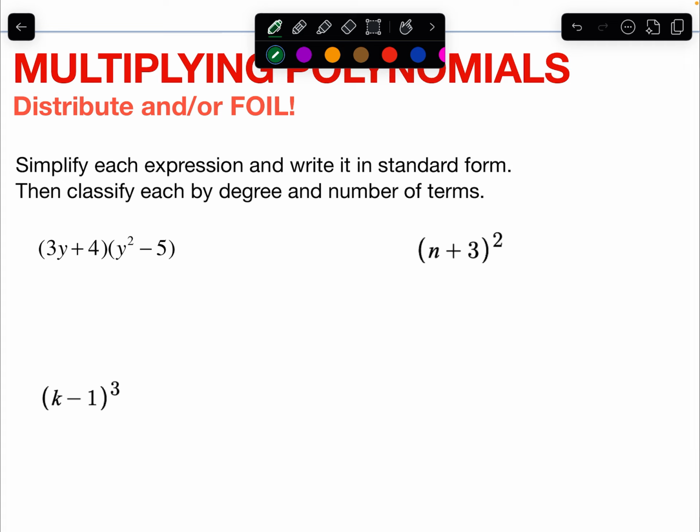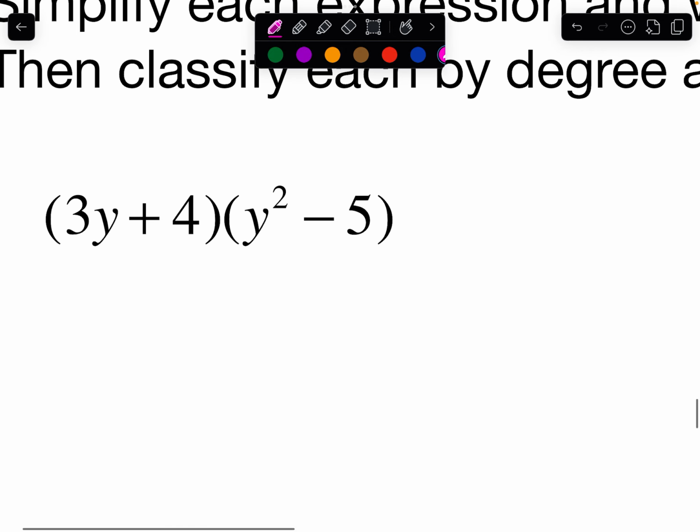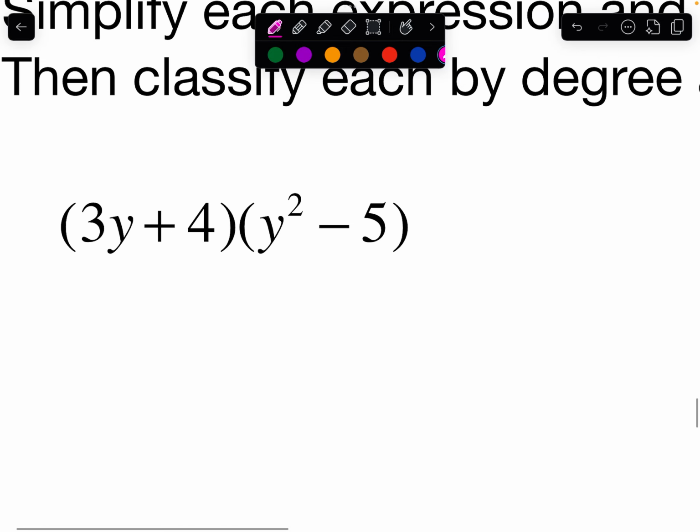The directions are still the same. We're going to simplify, combine like terms, put in standard form, and then we'll go ahead and classify. But we're going to stretch our multiplication skills here. So let's look at 3y plus 4 times y squared minus 5. This is a multiplication problem, and when we multiply 2 binomial expressions together, we are going to FOIL.